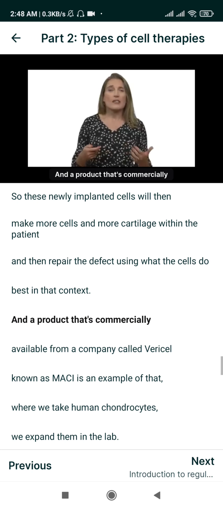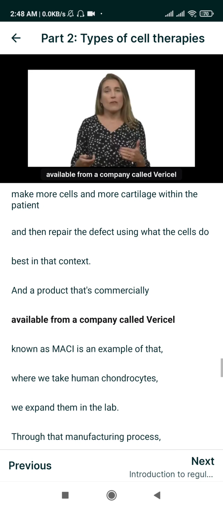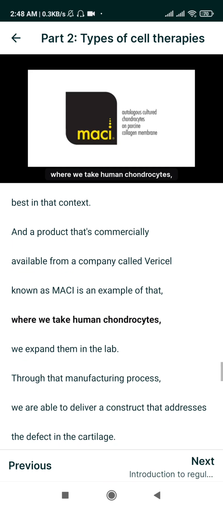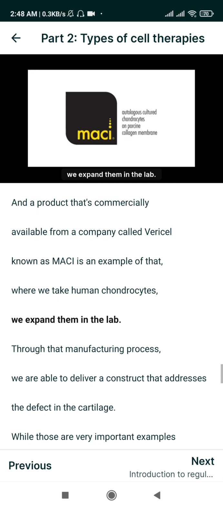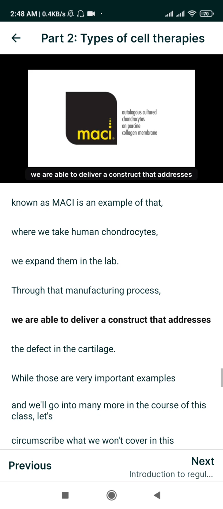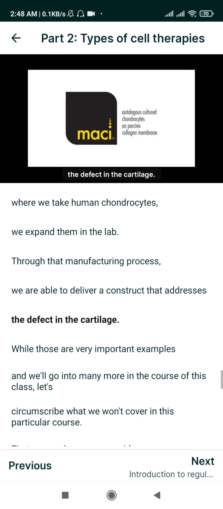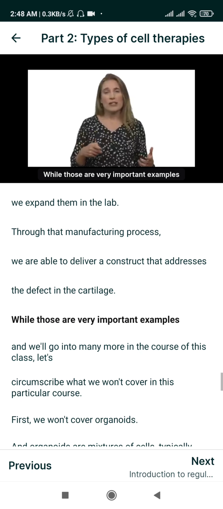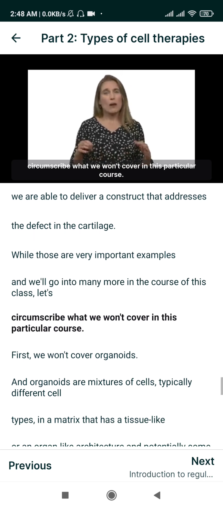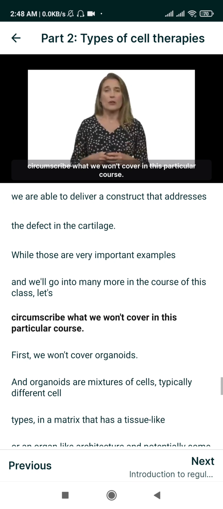And a product that's commercially available from a company called Vericell, known as MACI, is an example of that, where we take human chondrocytes, we expand them in the lab. Through that manufacturing process, we are able to deliver a construct that addresses the defect in the cartilage. While those are very important examples, and we'll go into many more in the course of this class, let's circumscribe what we won't cover in this particular course.